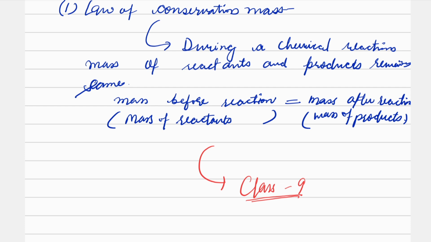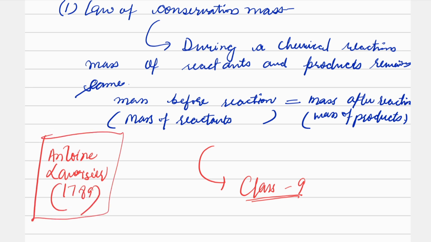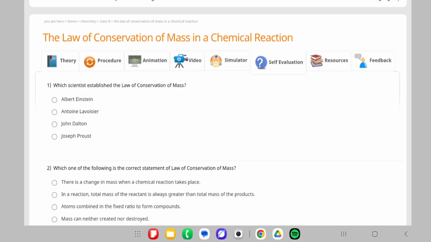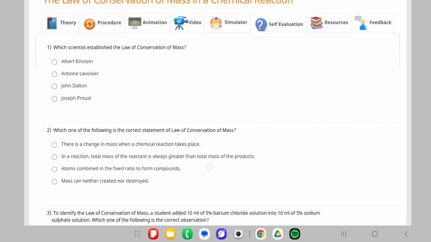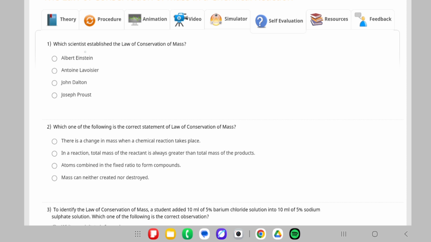You must also remember who gave the law of conservation of mass. It was given by Antoine Lavoisier in 1789. So it was given by Lavoisier. You can also assess yourself in the same OLab. There are a few questions, self-evaluation, which have been given. So there are these questions.